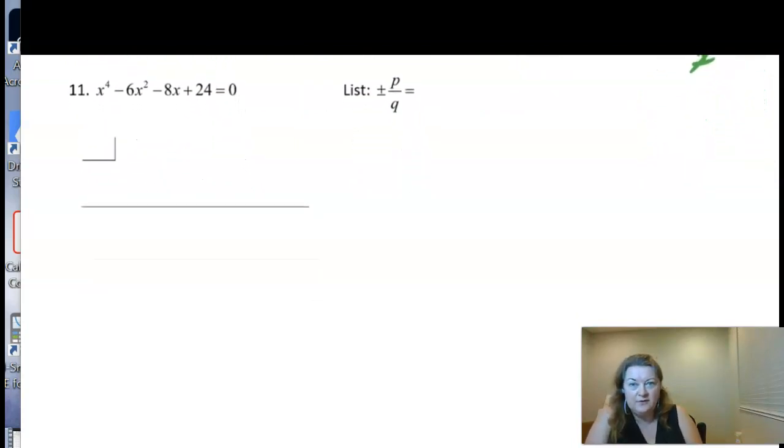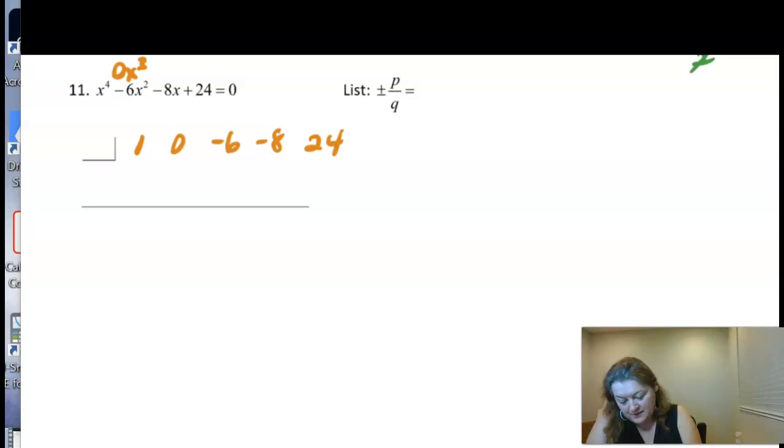Is this a review? All right, what I notice on this one is I am missing an x to the third, so I have to remember to keep a placeholder for that. So 1, 0, negative 6, negative 8, 24. Let's go and do some p's and q's.